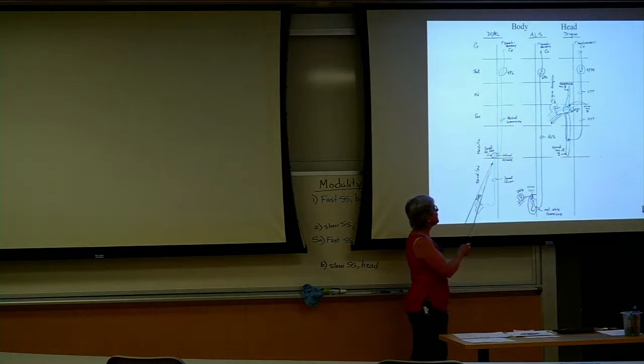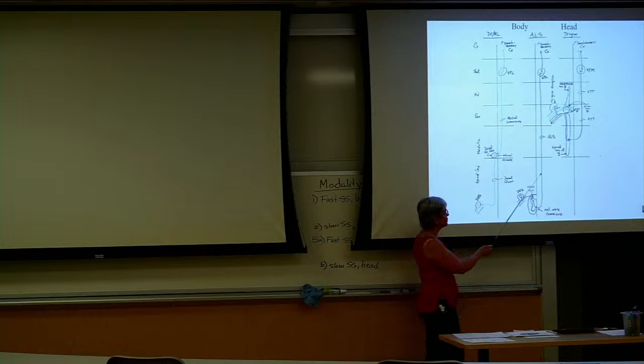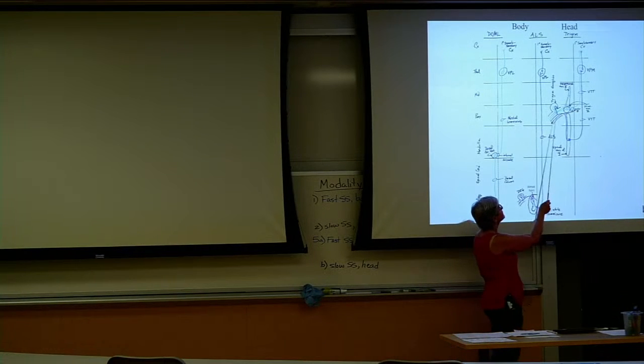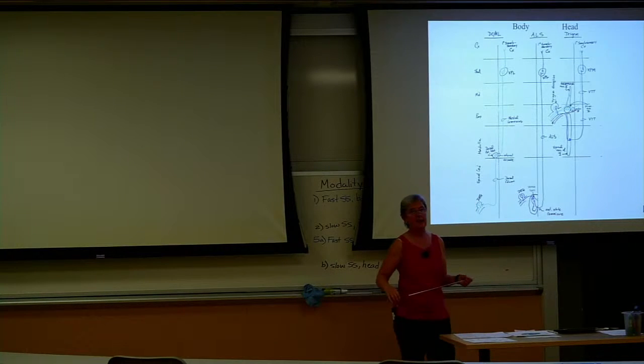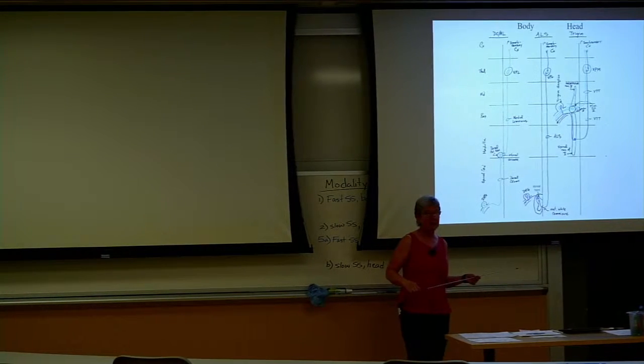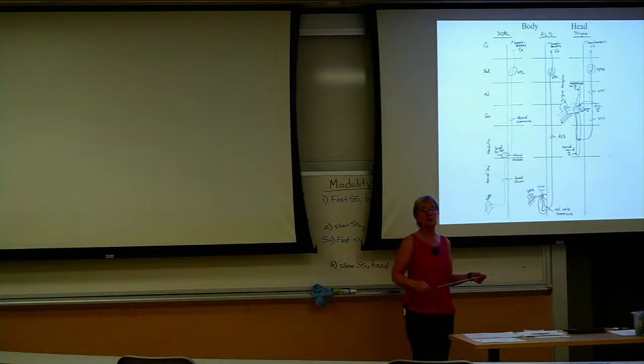And this is going to be fast somatosensory for the body, slow somatosensory for the body, and fast and slow somatosensory for the head. Once again, fast and slow somatosensory will not be a complete answer for the test. You must list what fast and slow somatosensory are, which we covered in the spinal cord lecture.